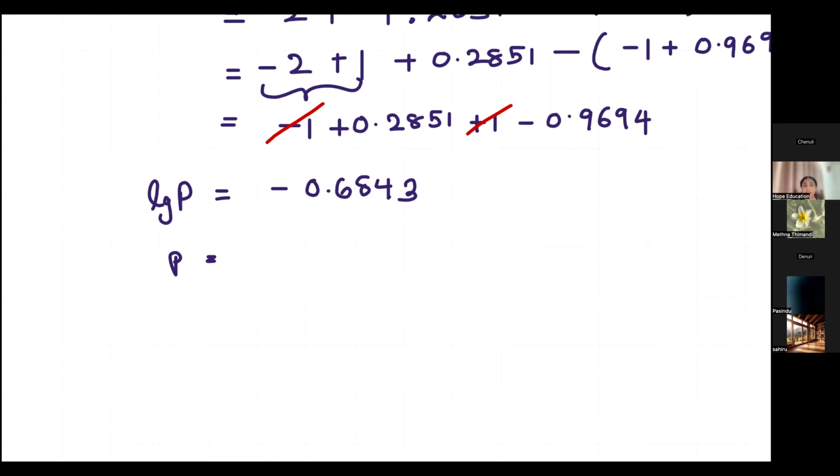So what do I do? I'm going to do something here. Now my answer here is minus 0.6843. And I told you that if it's just the mantissa, it cannot have a minus. So what do I do? I put this: minus 1 plus 1. What is the value of minus 1 plus 1?